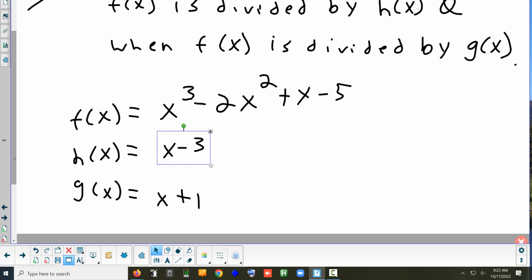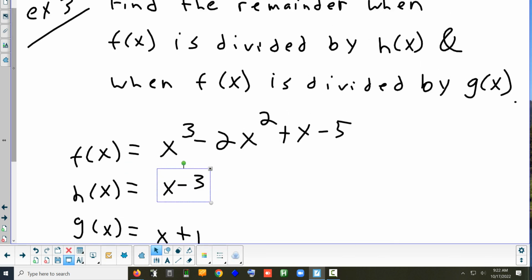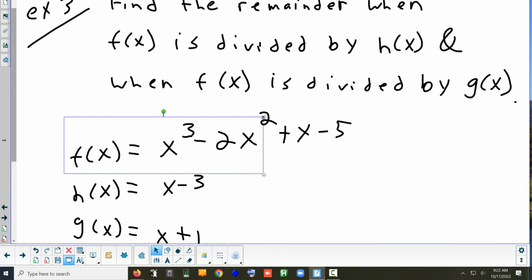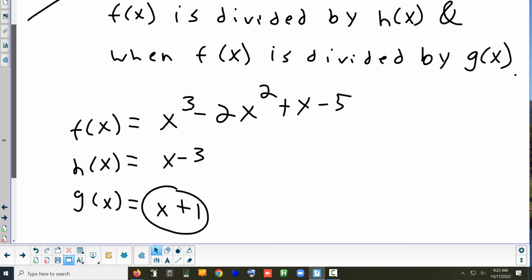Okay. So we're going to take and find the remainder when we divide f of x by x minus 3. And then we're going to divide f of x by x plus 1. Now, you might look at the x plus 1 and say, wait a minute, you said it has to be x minus a number. Well, that could be x minus a number. If you think about it, it is. We just have to fix it. But these are the only two things you can really divide by and use this shortcut.